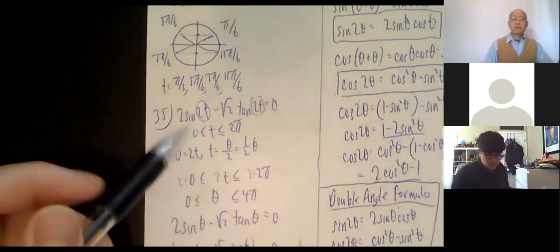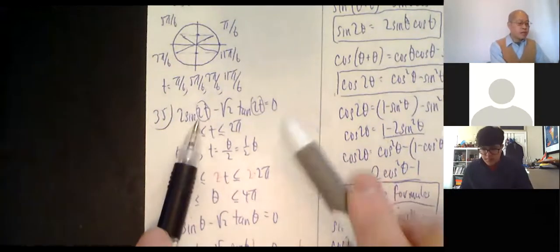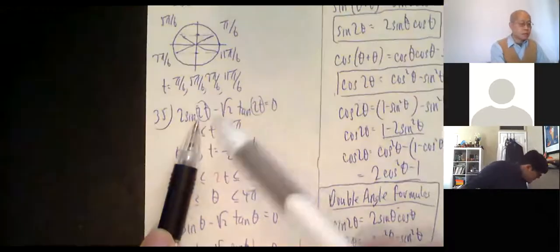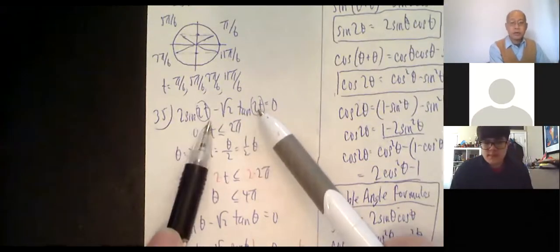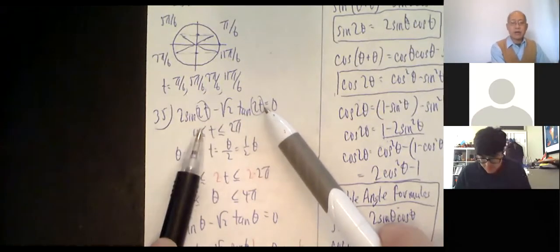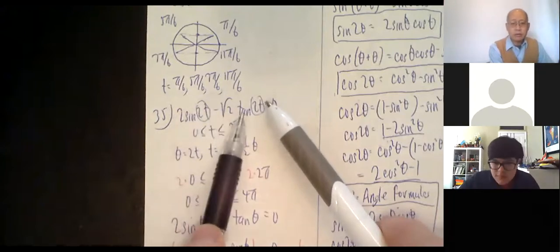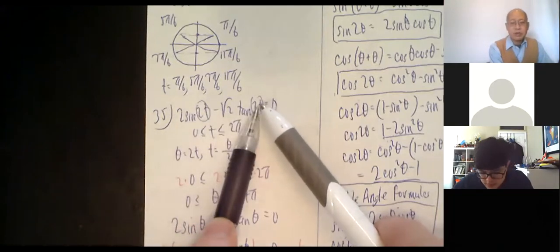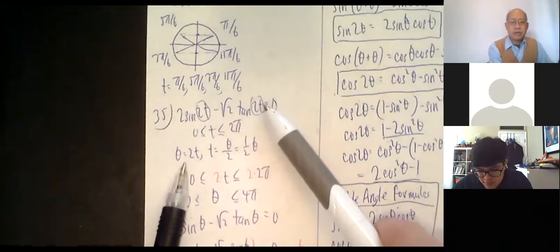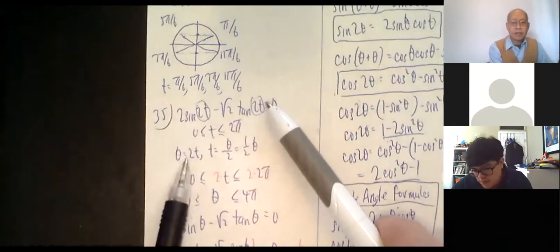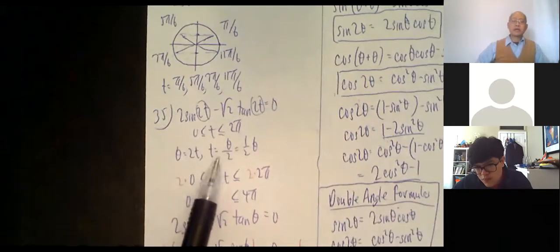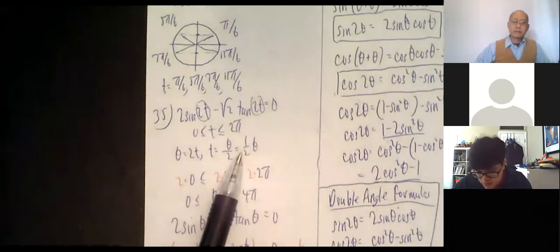That's up to you. Okay, first, I don't like this 2t. t is between 0 and 2 pi. So I temporarily call this angle theta. I would rather do it with theta, right? 2 sine theta minus radical 2 tangent of theta. So I'll make a substitution. Let theta be 2t, which means t is equal to theta over 2, or 1/2 theta.